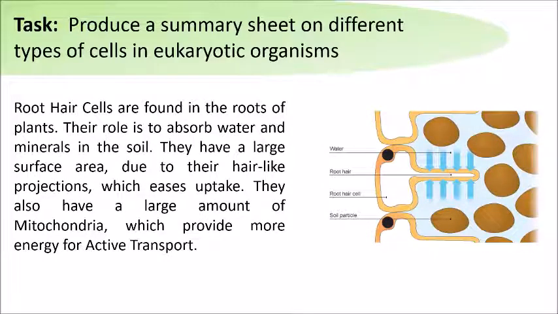Root hair cells are found in the roots of plants. Their role is to absorb water and minerals from the soil. They have a large surface area due to their hair-like projections, which eases the uptake of water and minerals. They also have a large amount of mitochondria, which provide the energy for active transport.